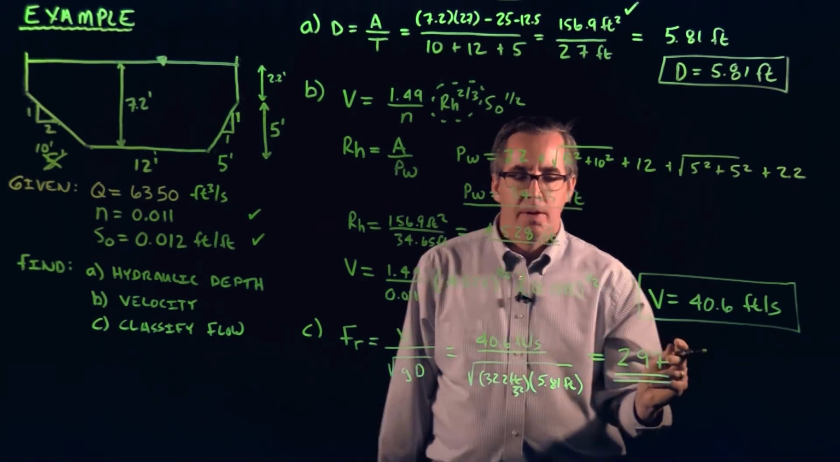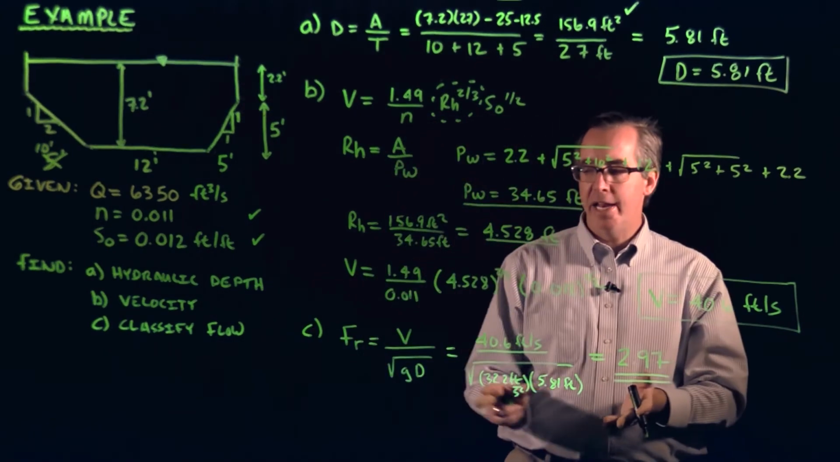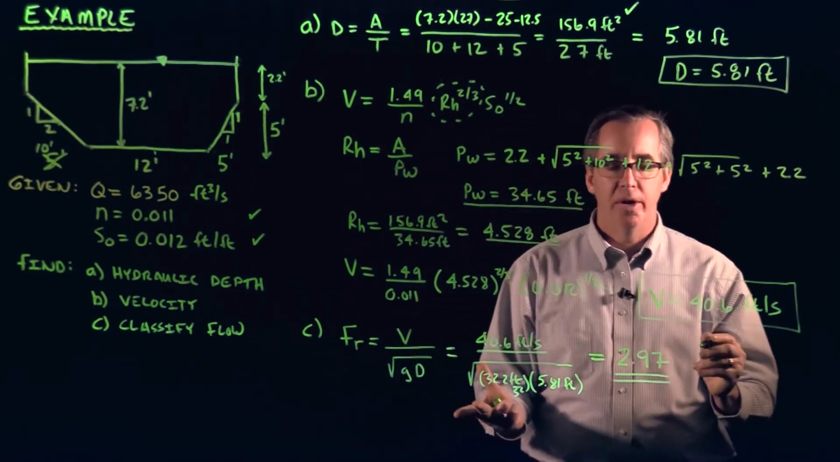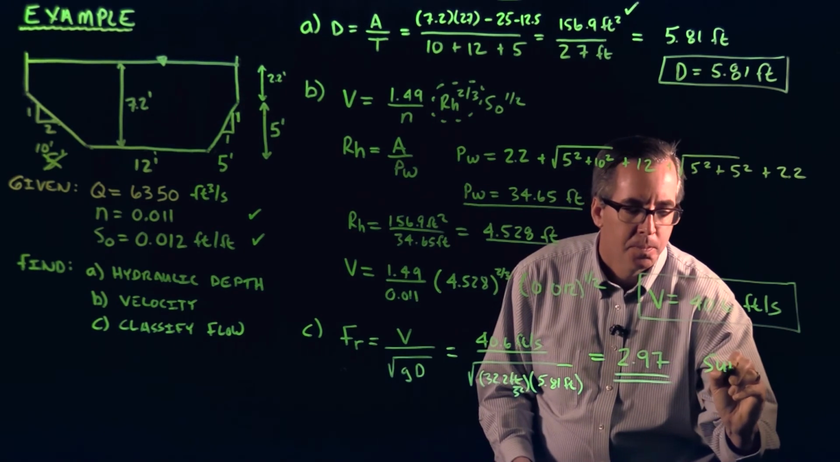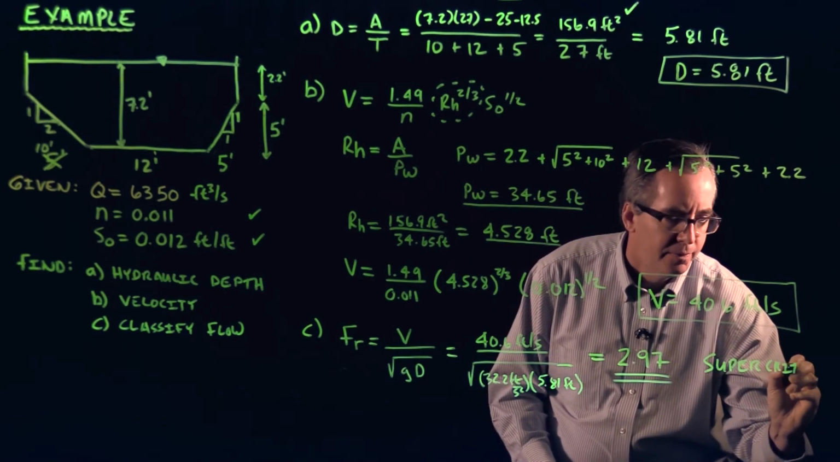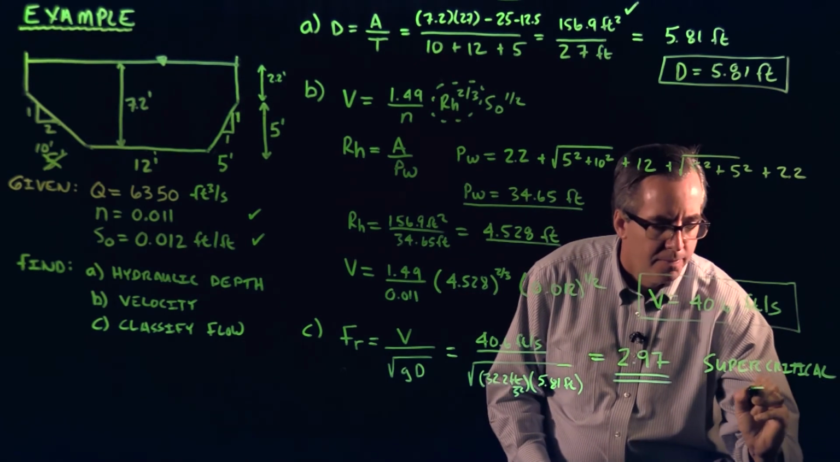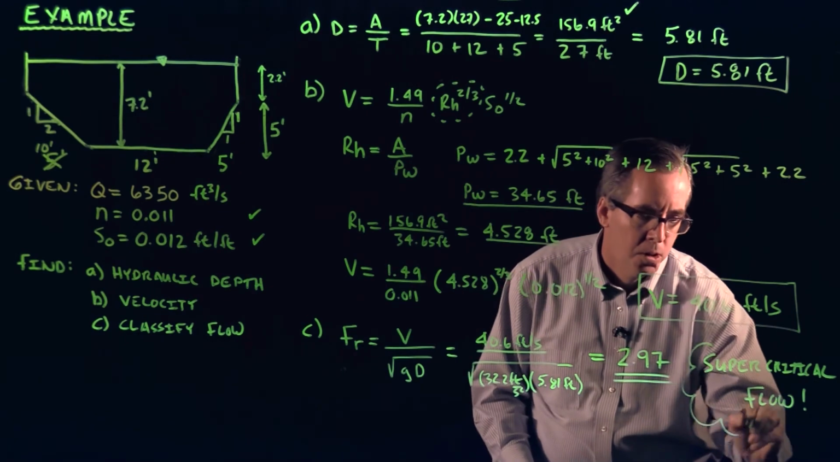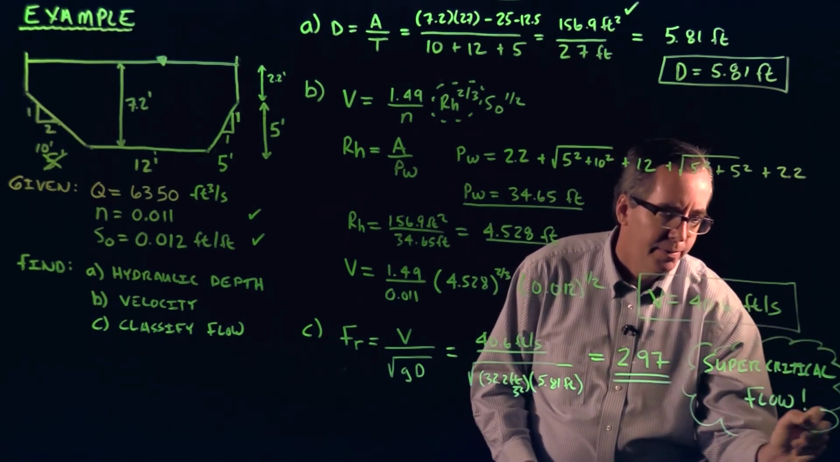Now, if you recall from the lesson, any Froude number over 1 is classified as a supercritical flow. So this will be a supercritical flow. I'll cloud it so we can highlight what that is.